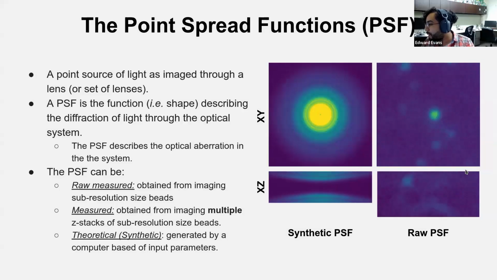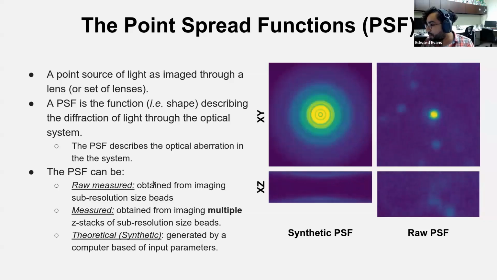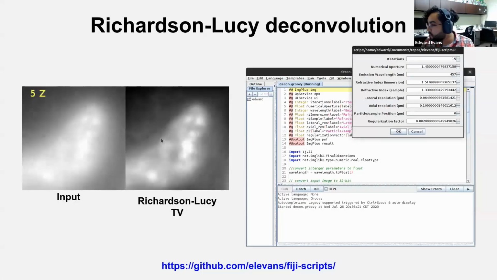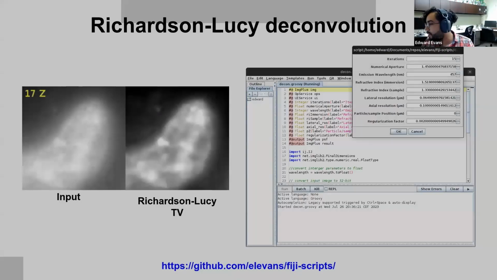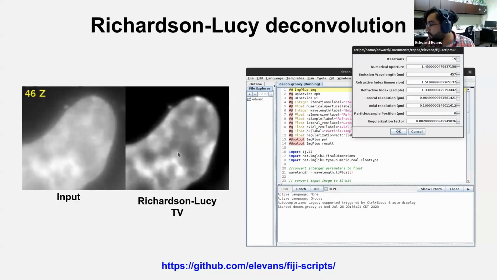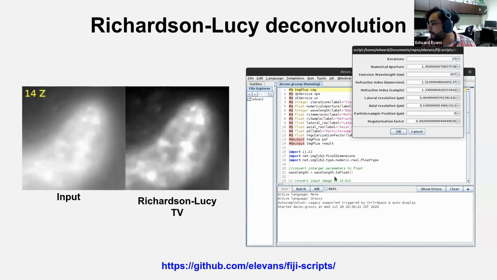So how does it all work? I'm going to skip all this, but you need a point spread function, and you can check out these slides later. They're online, and also pause this video and read those details. But ImageJ Ops is able to create the synthetic point spread function for you. So here's what that looks like in Fiji. I'm going to show you the script. We're not going to run it, but I just want to show you the input.